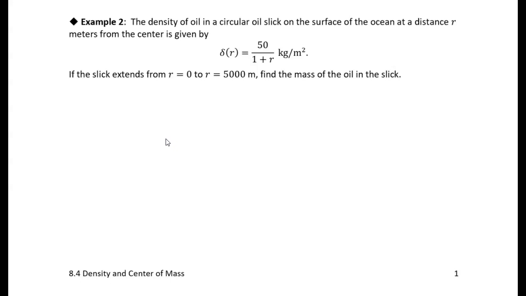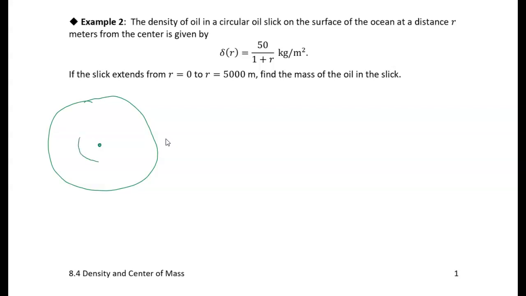So let me just draw what we've got here. We've got a circular oil slick, right? It's 5,000 meters in radius, okay? And it's circular now, obviously. This is kind of not so circular, but now we have mass that's varying by the radius. So let's take a slice or a ring of this oil slick.